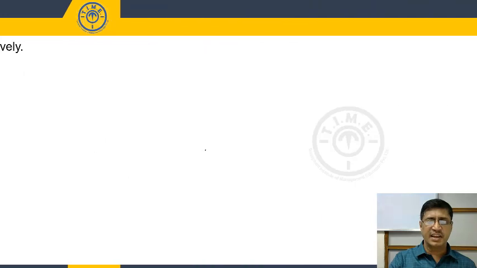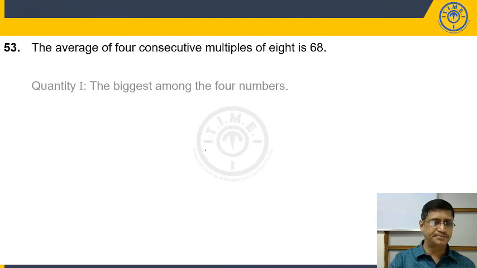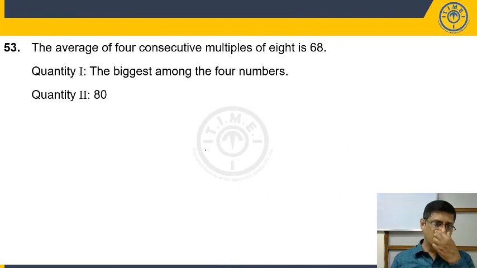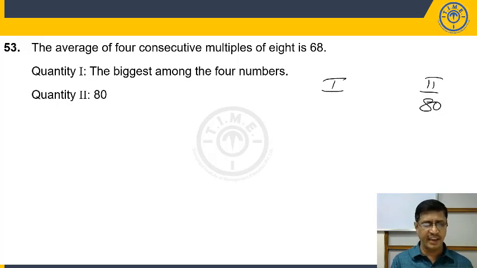Now look at the next example on your screen. We need to compare these quantities. Now look at the first one as well as the second one. The second one is clearly given as 80. Now look at the first one. We need to find the biggest among the 4 numbers. So what is the data given here? The average of the 4 consecutive multiples of 8 is 68.